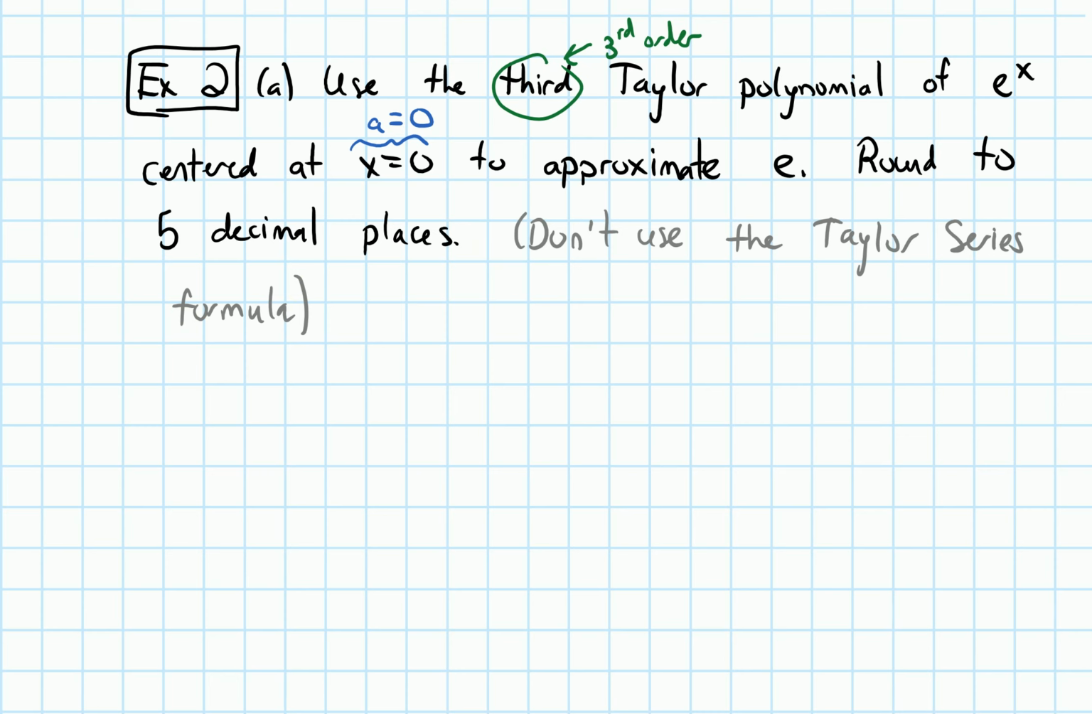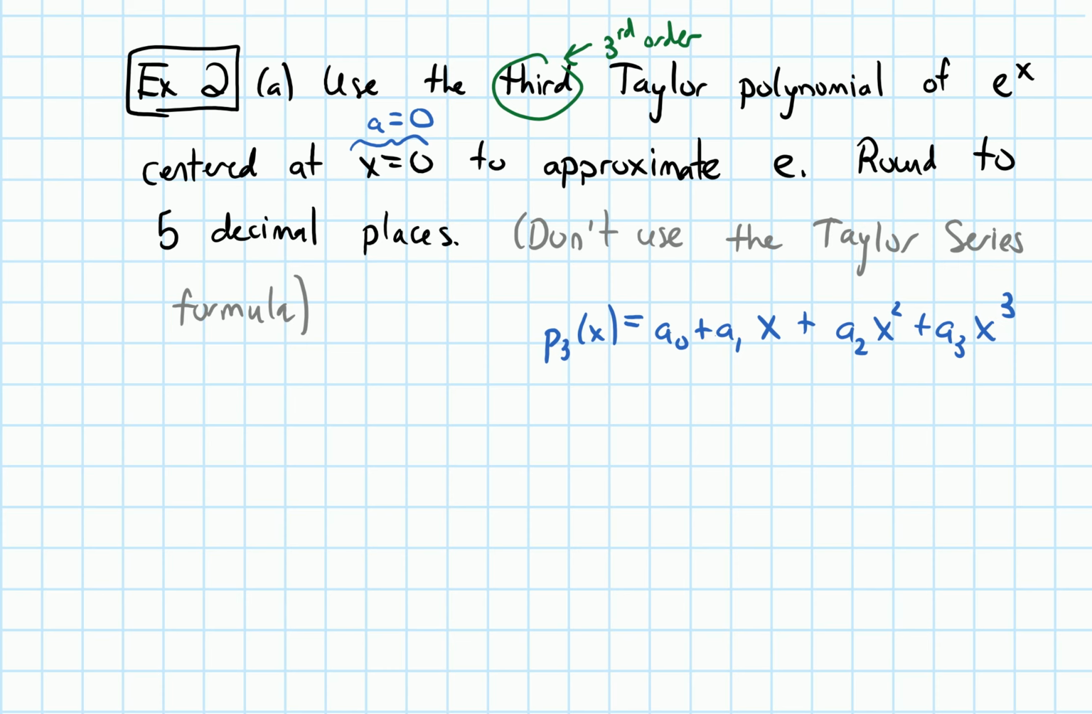Okay, so I want a third order Taylor polynomial. So I want P3 of x, and that's going to look like some constant a0 plus a1 times x, because it's centered at 0. It's not x minus a, it's just x. And then plus a2 times x squared plus a3 times x cubed. And we want to figure out what these coefficients are.